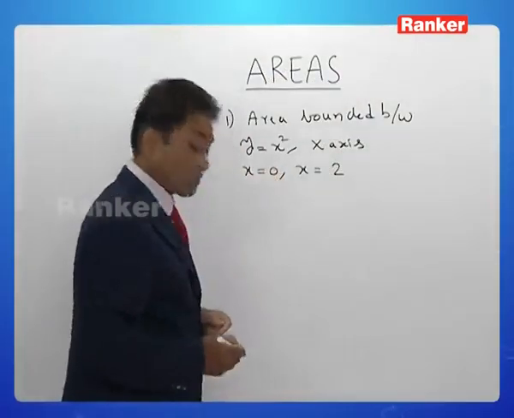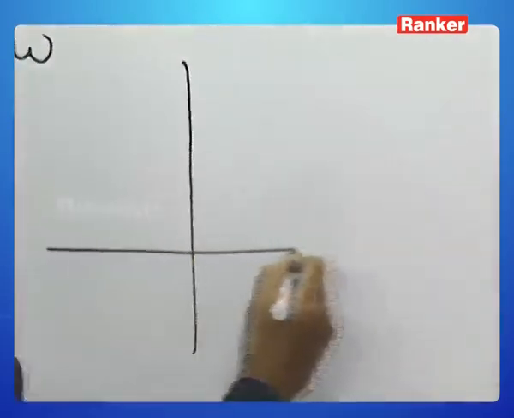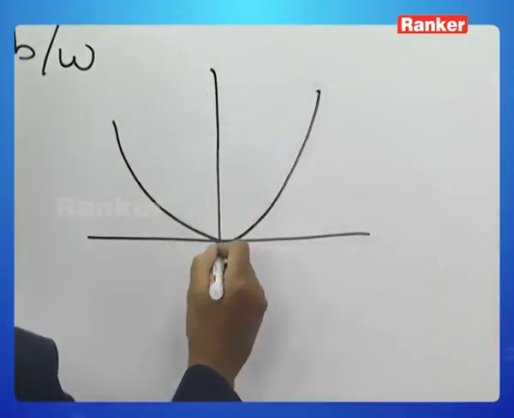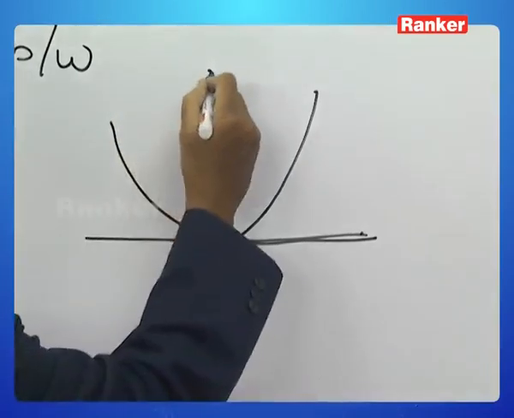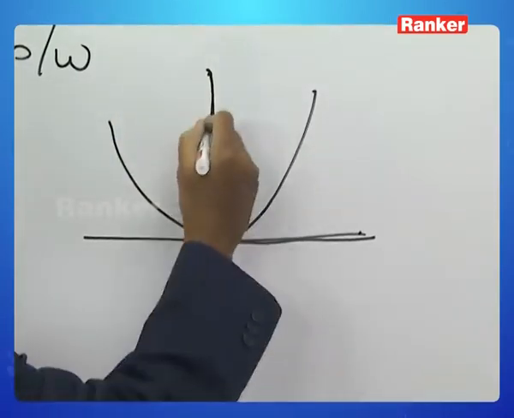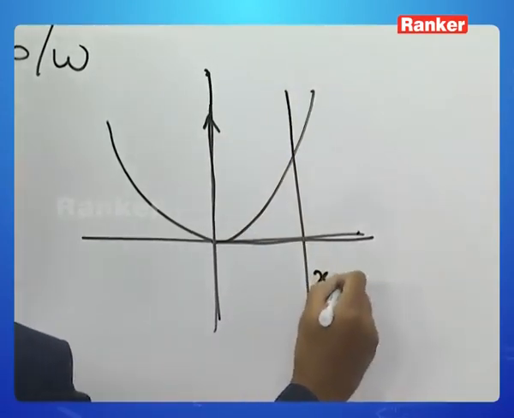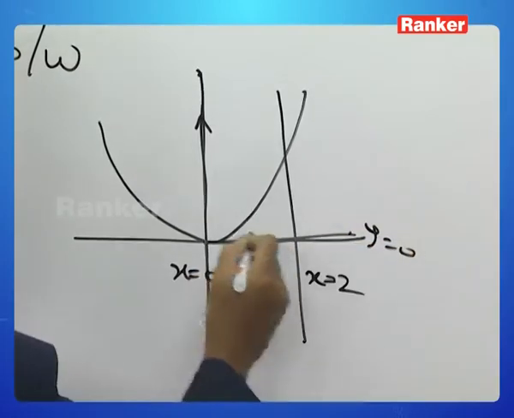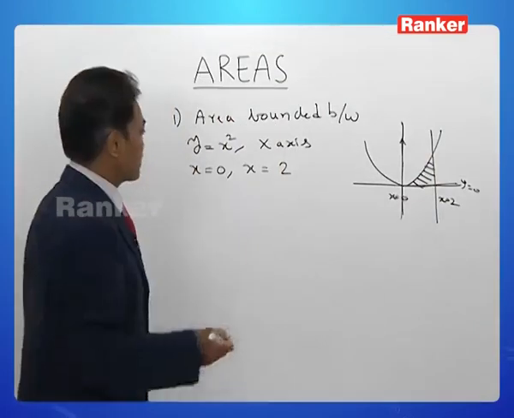Y is equal to x square, it is a parabola, vertical parabola. So this is y is equal to x square and this is x axis. X is equal to 0 and x is equal to 2. So x is equal to 0 means y axis and x is equal to 2 means vertical line. Now we want this area, right? And how to find this area?